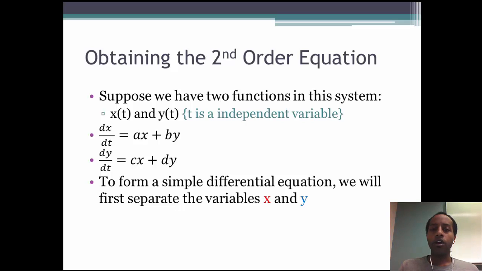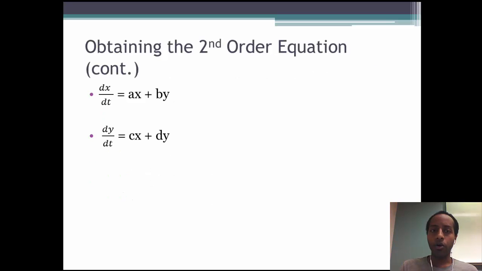Now to do this, first what we want to do is separate out x and y. What I mean is, for one of these equations, we'll push the x's to the left side, and then for the other of these equations, we'll push y to the other side. So going right into that. For the first equation, let's isolate x. So let's subtract ax on both sides. This is what we get. And for the second equation, let's isolate y. So we'll subtract dy on both sides.